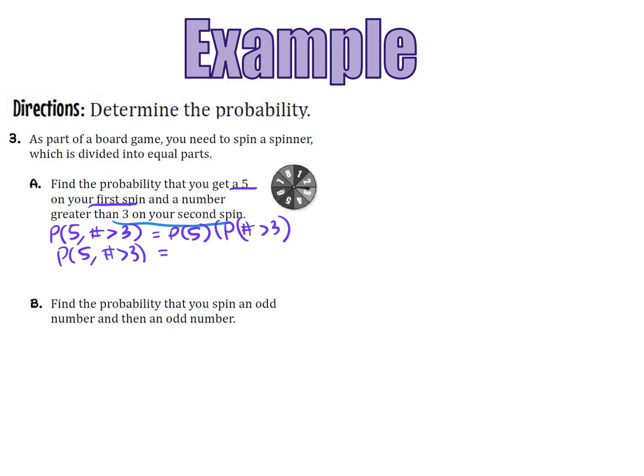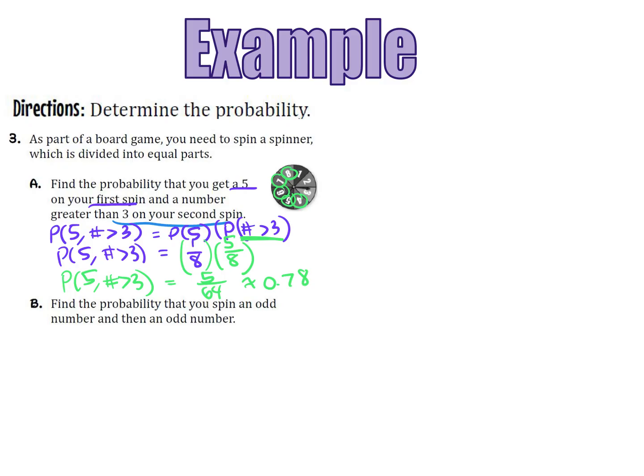So the probability of spinning a 5 is, out of the 8 total spots, only one of them is a 5. The probability of spinning a number greater than 3: out of the 8 total spots, how many of them are greater than 3? 4, 5, 6, 7, 8. So 5 of them are greater. So the probability of spinning a 5 and then spinning a number greater than 3, multiply across the top, multiply across the bottom, that probability is going to be 5/64. And if we wanted to grab a calculator, we could see that that is 0.078.